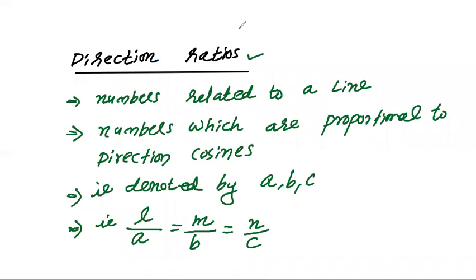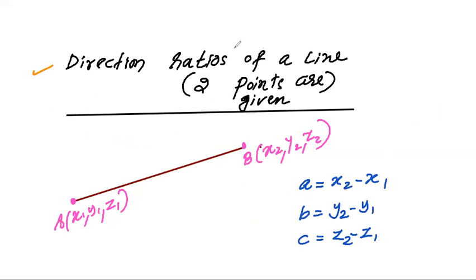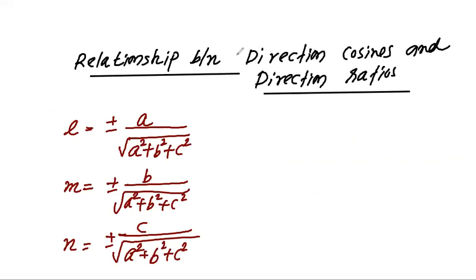Now we discussed the concept of direction ratios. What do we mean by direction ratios? Numbers related to a line, proportional to the direction cosines. They are denoted by a, b, c. l by a equals m by b equals n by c. Now, how to find direction ratios of a line if two points are given, x1, y1, z1 as the first point and x2, y2, z2 as the second point. So a is equal to x2 minus x1, b is equal to y2 minus y1, c is equal to z2 minus z1. After this, we discussed the relationship between direction cosines and direction ratios, which is given clearly here.